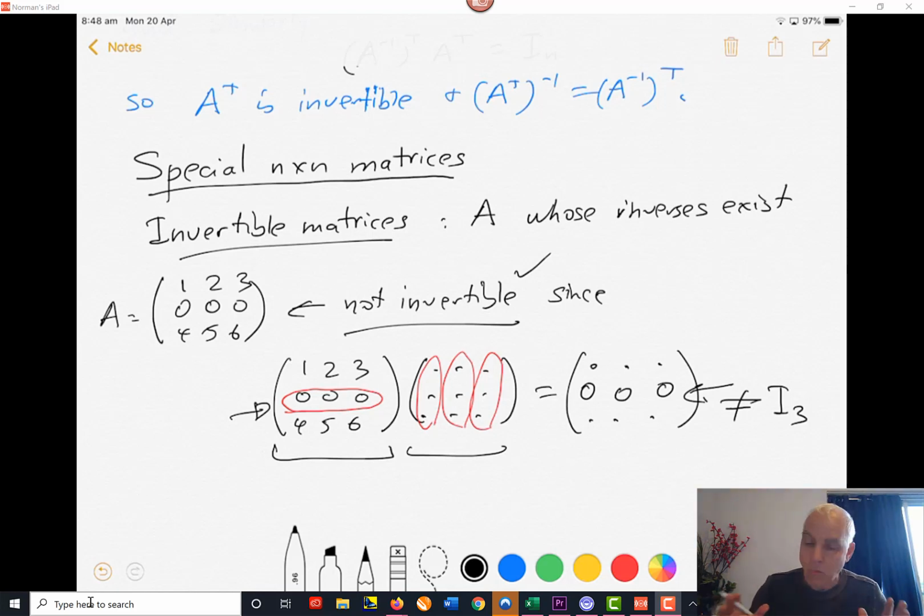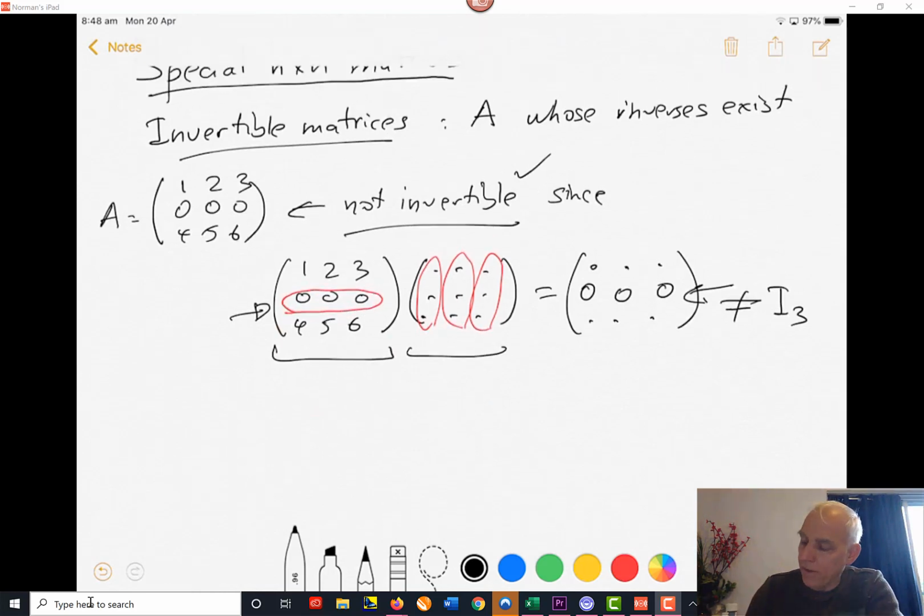Okay, so this is one important class of matrices. So inside the world of matrices, the invertible matrices are a very important class. They're the ones that you can divide by. They're the ones that you can do arithmetic a little bit more smoothly with. Okay, what about some other classes of matrices? Well, how about symmetric matrices?